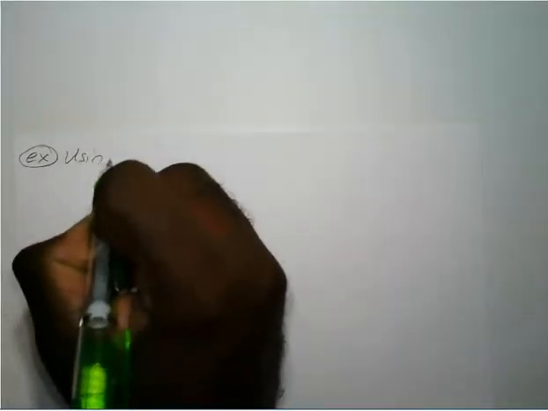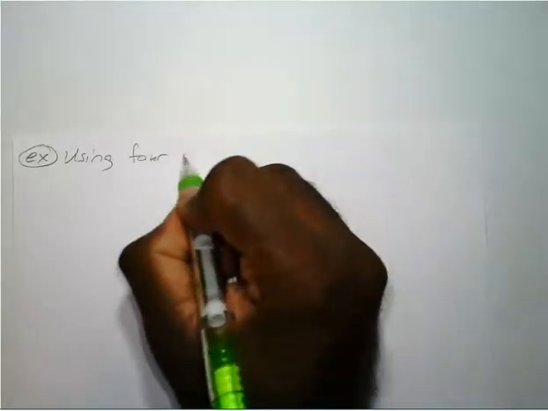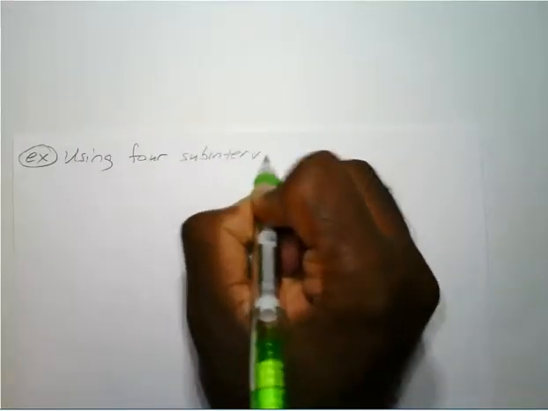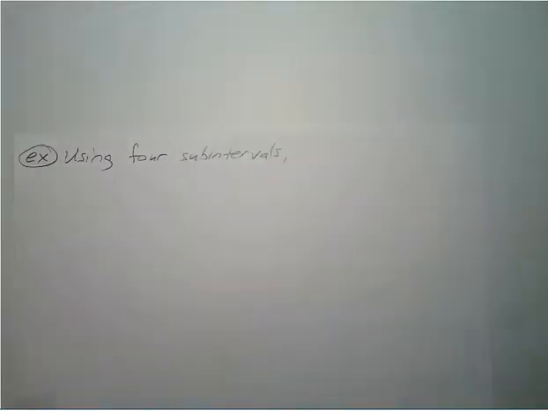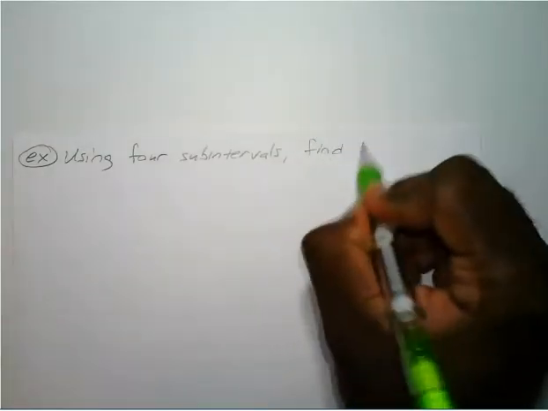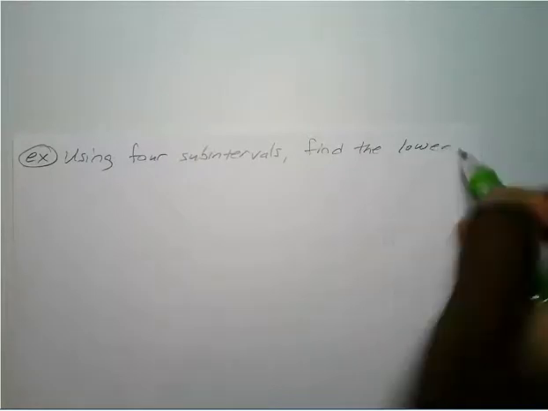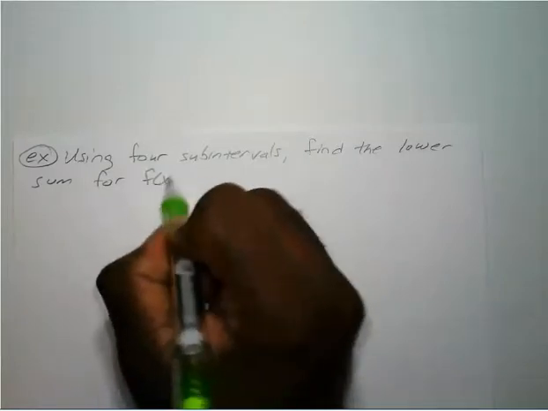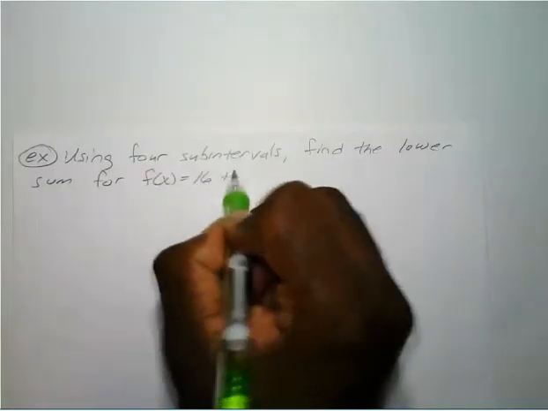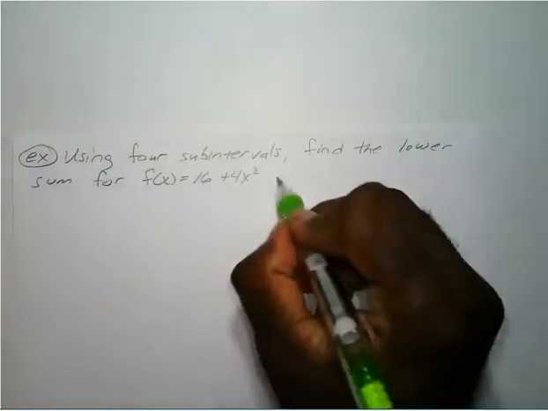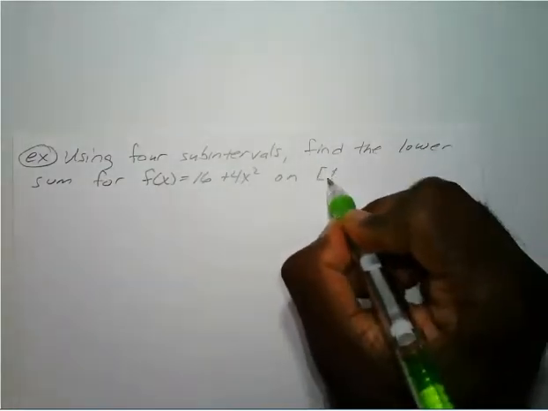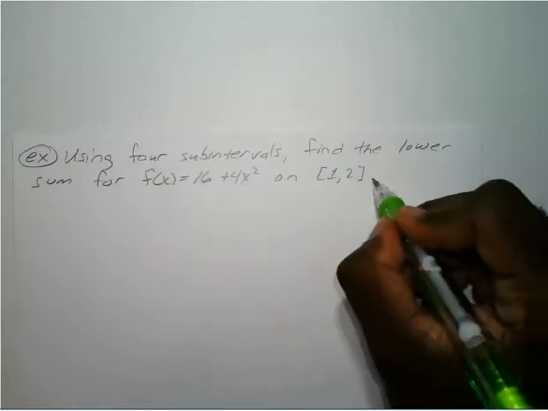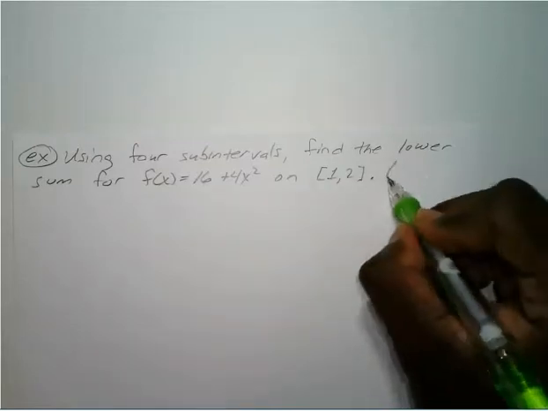Okay, so for example, let's say once again using 4 subintervals. Find the lower sum for f of x equals 16 plus 4x squared on the interval from 1 to 2 and round it to the nearest hundredth.